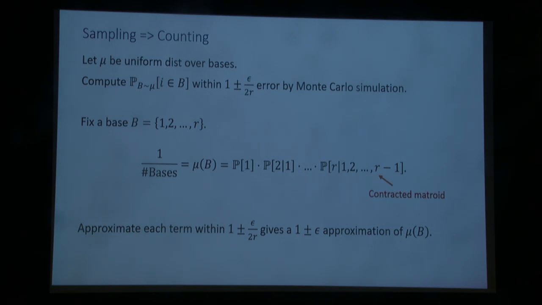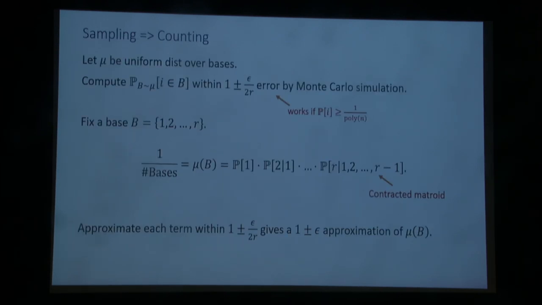There's just one technical thing here. You have to be careful that in order for this to work, you need the marginal probability to be at least 1 over poly of n. But OK, you can get around that. So don't get confused with that. Anyway, so OK, so that.